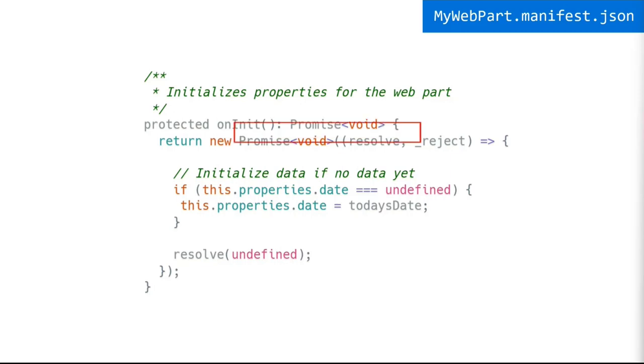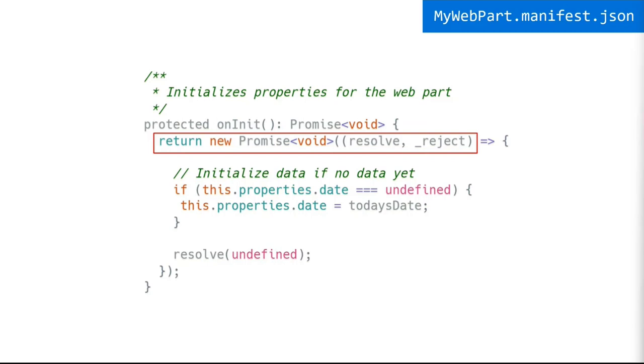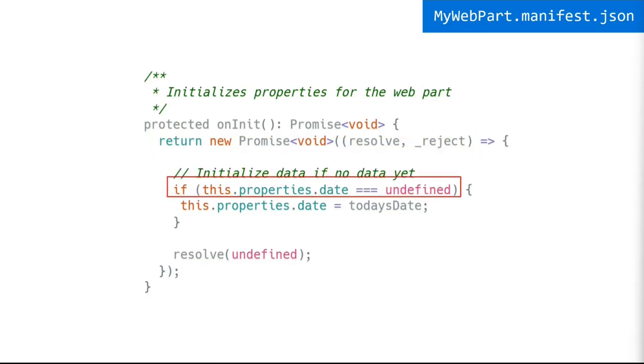So when we do that, one of the things that we can do is just return a new promise. And in this case, I'll create an arrow function so that I don't have to create a whole named function somewhere else. And then I'll initialize the data. So in this case, I'll just say the date. If the date is undefined, then I want to set the date to today's date.